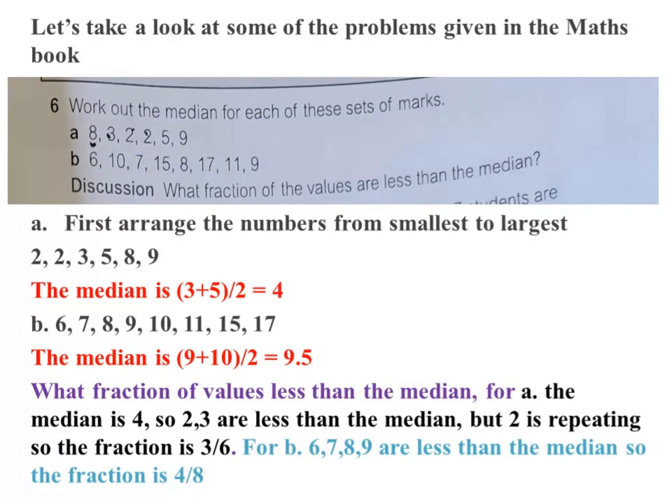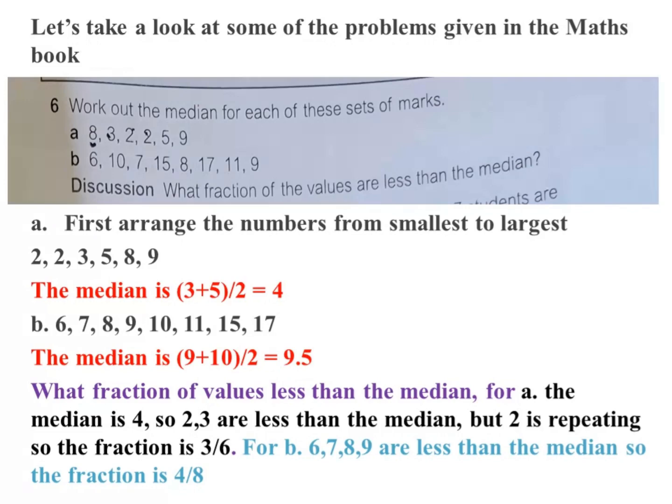The first question I selected is on page 2 of lesson 1. Question number 6 says to find the median for each set of marks. Since we have to find the median, the first thing we have to do is to rearrange the number sets in order, that is from smallest to largest. Once you rearrange, the answer can be derived easily.